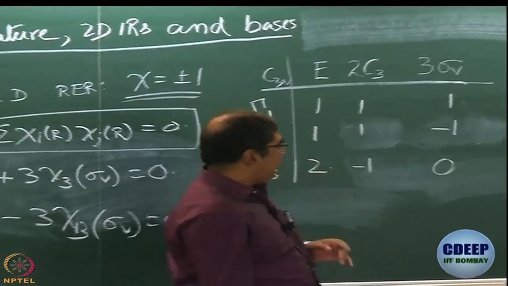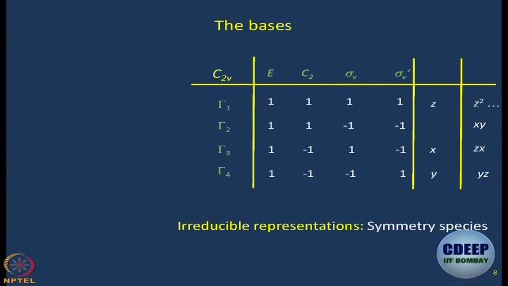Now, for C2V, let us think, if we think of some simple bases x, y and z, or xy, yz, zx, or x square, y square, z square, where will these functions belong? Which symmetry will they have? We will try and fill in the bases now. Now, we have already done x, y, z, right.